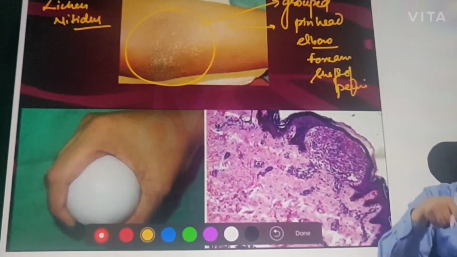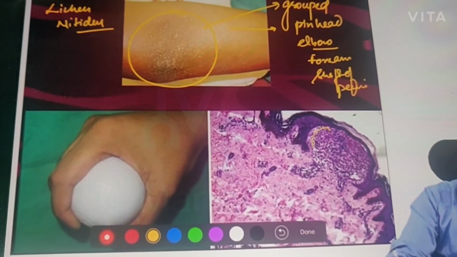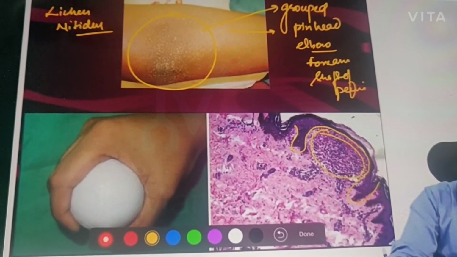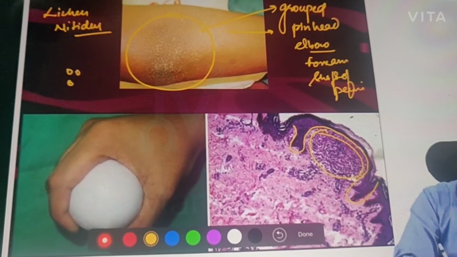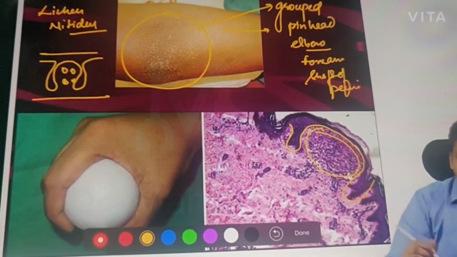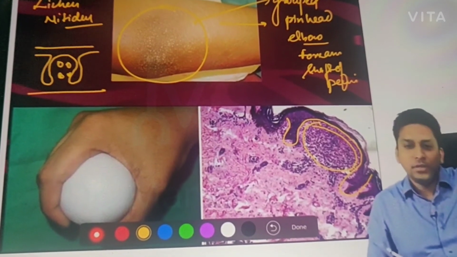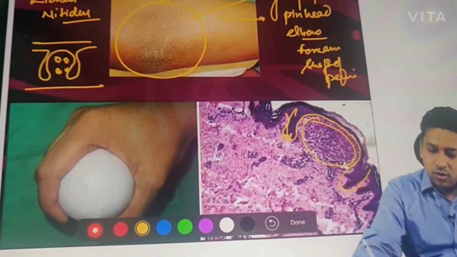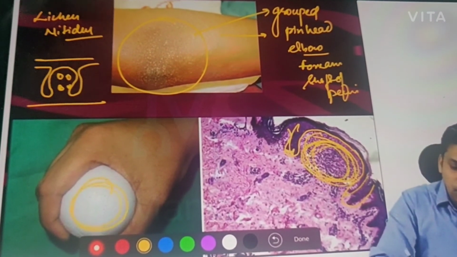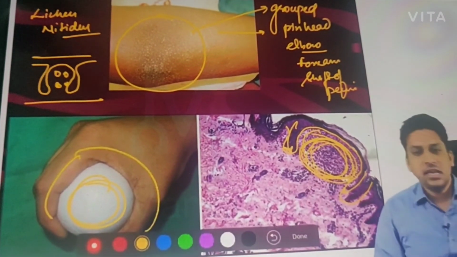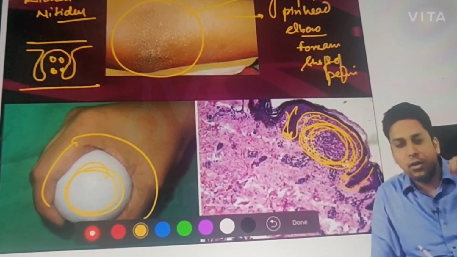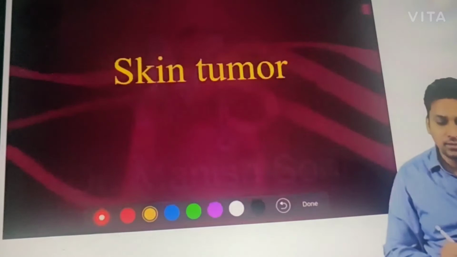And if you take the biopsy and see the lesion, you will find this lymphocytic infiltrate which is surrounded by these elongated rete ridges, so it gives a ball in claw appearance. It appears as if this claw is holding this ball. So claw clutching appearance or ball in claw appearance is seen in lichen nitidus.